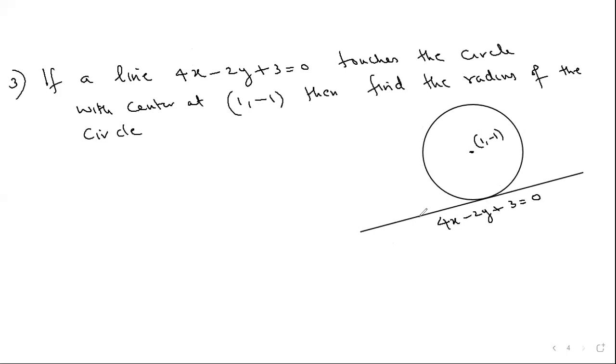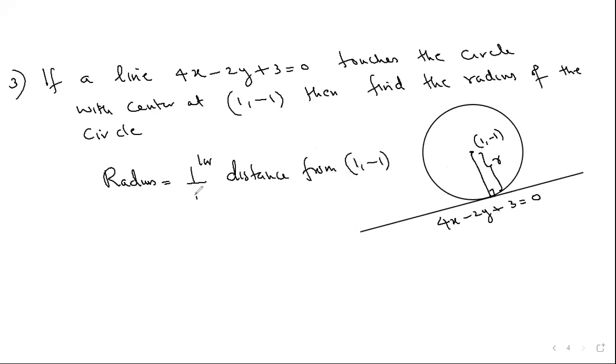What to do? So draw a perpendicular from the center of the circle to the line. That is the radius of the circle itself. This will be the radius. Now, how will I find this radius? I taught you a formula just now, no? By that formula, what will we say? The radius is equal to the perpendicular distance from (1, minus 1) to the tangent. What is the tangent? 4x minus 2y plus 3 equal to 0.